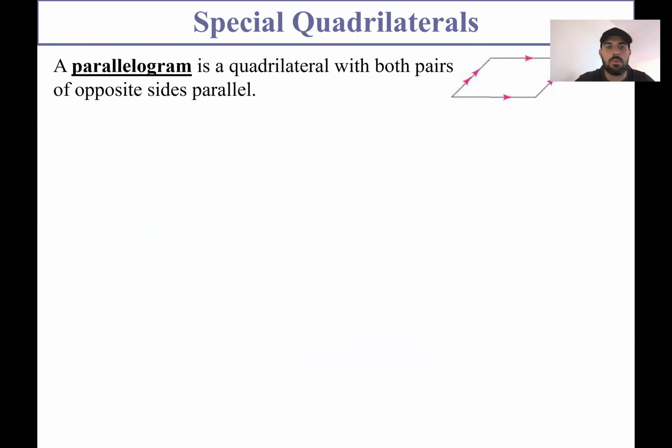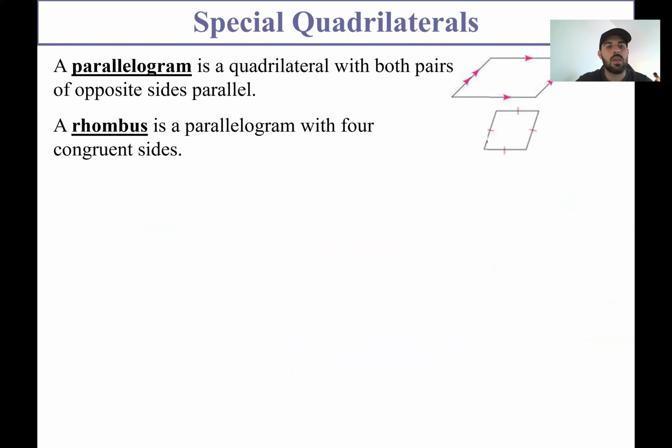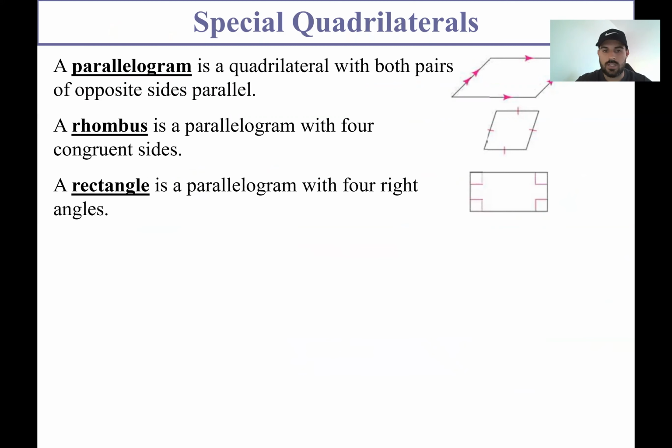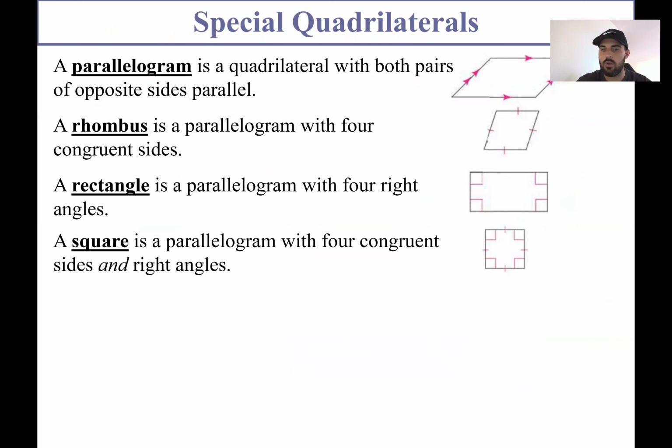All right, now just definitions. So just again, a parallelogram is a quadrilateral with both pairs of opposite sides parallel. A rhombus is a parallelogram with 4 congruent sides. A rectangle is a parallelogram with 4 right angles. We have the square, remember the perfect quadrilateral, right? It is a parallelogram with 4 congruent sides, like a rhombus, and 4 right angles, like a rectangle.